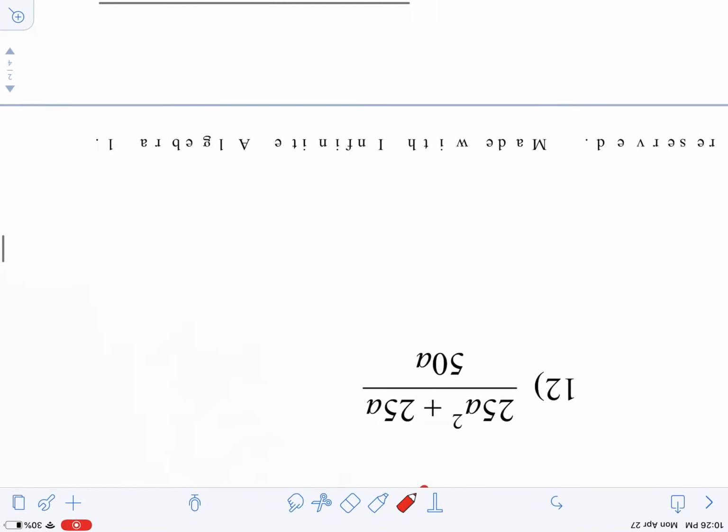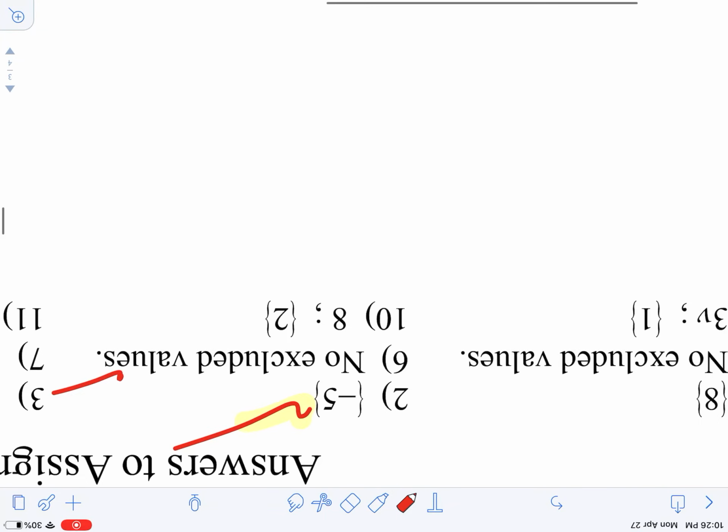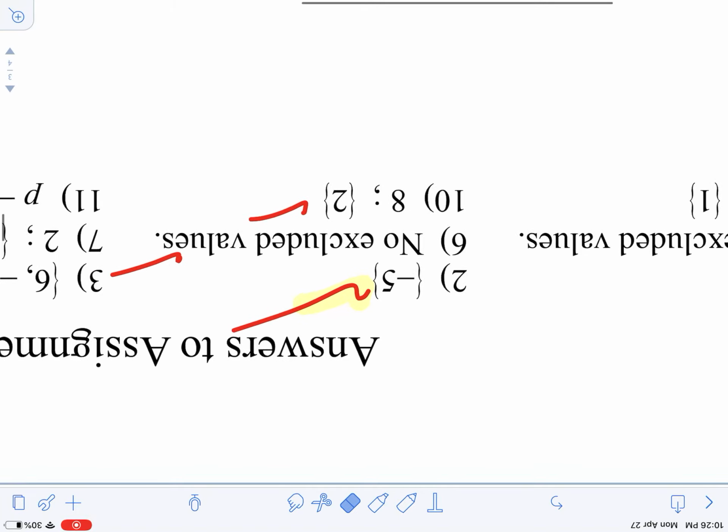And let's see, 8 and m does not equal 2. Where am I? Right here. 8 and 2. If you want, you can write, x does not equal 2 or m or n or whatever. That's totally fine. Number 12.